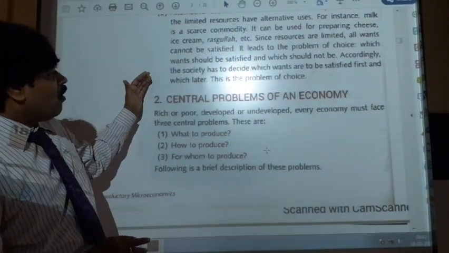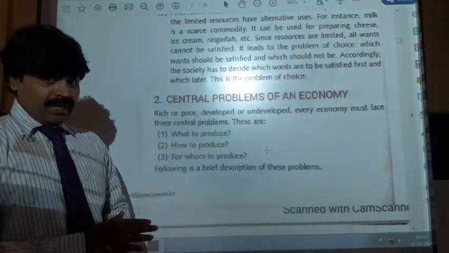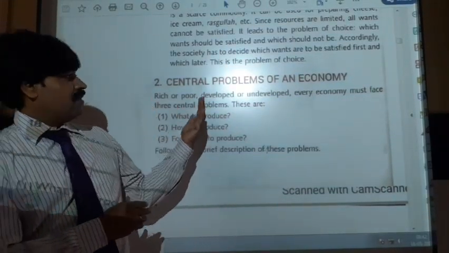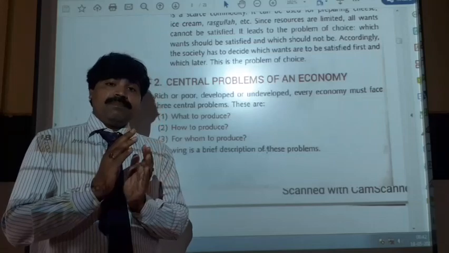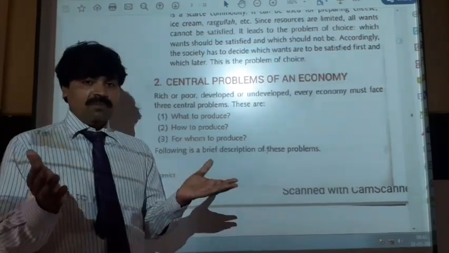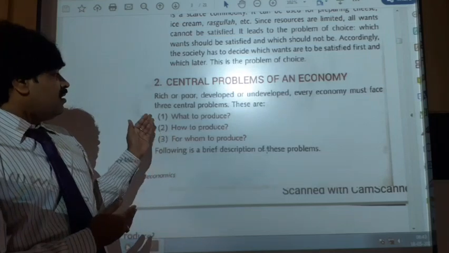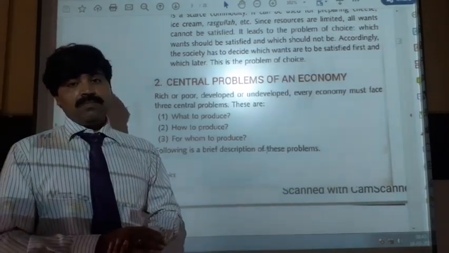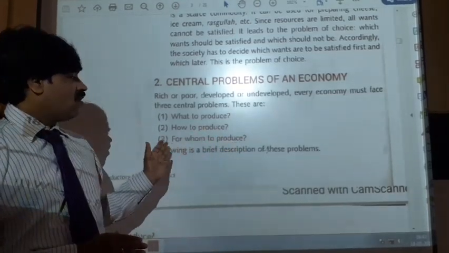Now we have the topic central problems of an economy. There are many economies, some are rich, poor, developed or undeveloped. But there are some common problems in all types of economies, in every economy, whether these are poor or rich. These are the central problems of economy. There are three central problems of economy: what to produce, how to produce, and for whom to produce.